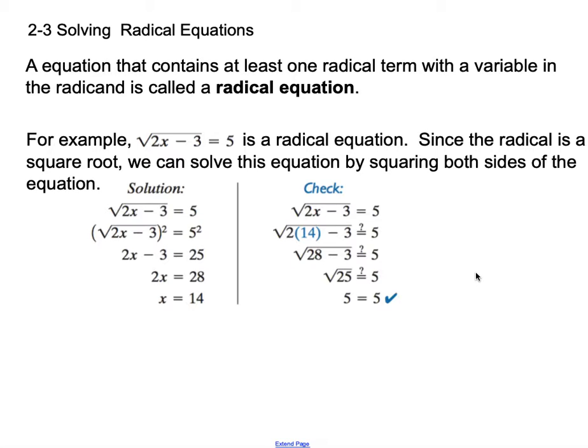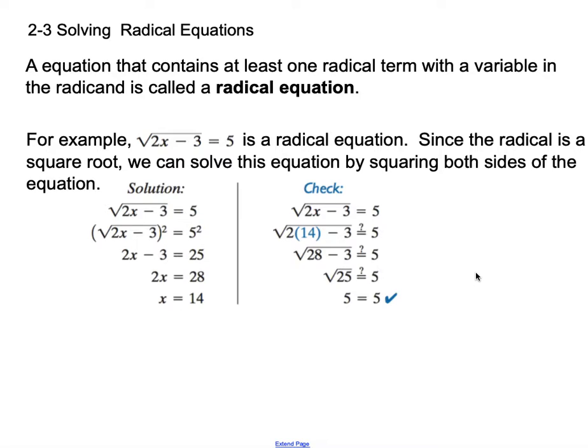So that's considered a radical equation. Since a radical is a square root, we can solve this equation by squaring both sides of the equation and then solving for x. So that's what we're going to end up doing. The square root of 2x minus 3 is equal to 5. The square root is all by itself on the left-hand side, so we can square both sides. The squaring and the square root cancel each other out. On the left-hand side, you're left with 2x minus 3, and on the right-hand side, you have 25.